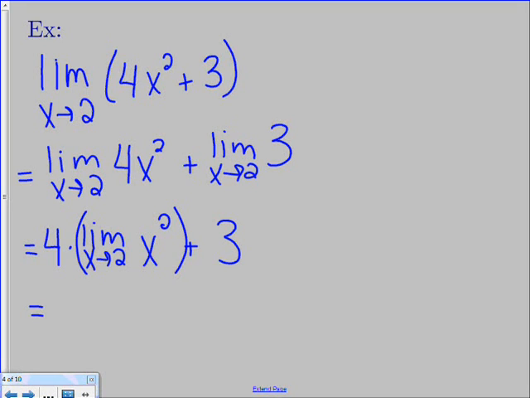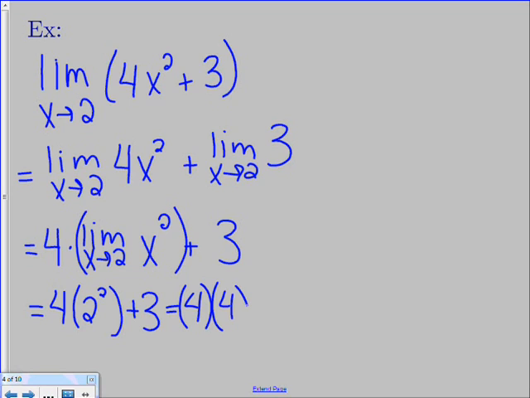Okay, so now we can think back to those basic limits again since we have x squared, and we can just plug the 2 in for x. So we're going to get our limit is 4 times 2 squared plus 3. And if we follow order of operations and simplify, we're going to get 4 times 4 plus 3. So our final answer when we simplify is going to be 19. So we'll just write that up there to get our final answer, and that's all you do.